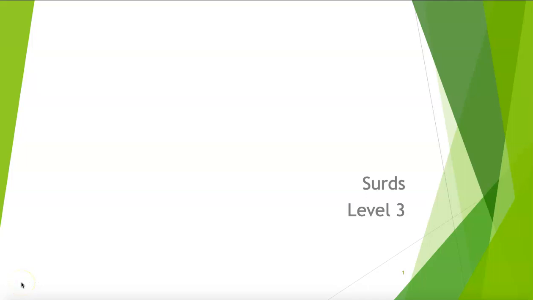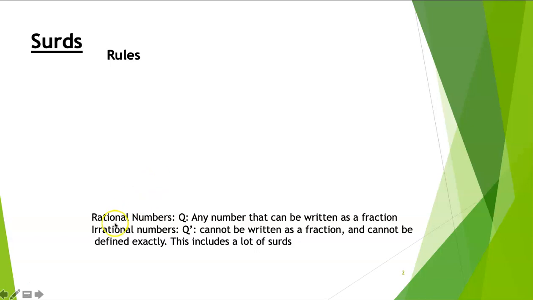Okay, we're going to go over explaining surds in this video. So we'll explain first what surds means. So the surds are irrational numbers. So the difference between rational and irrational.